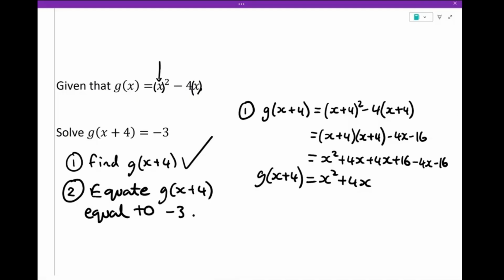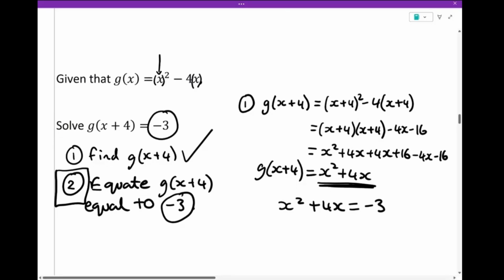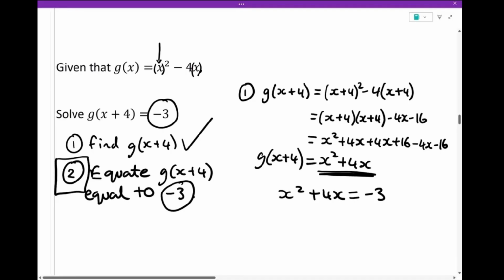We now need to do step 2. And step 2 is to equate my g of x plus 4, so that's this expression here, to negative 3, which comes from my equation up here. So I'm going to write that x squared plus 4x is equal to negative 3. And now I have a quadratic equation I need to solve. So to solve a quadratic, we get everything to one side, so one side is 0. So I'm going to add 3 to both sides. So we'd have x squared plus 4x plus 3 is equal to 0.